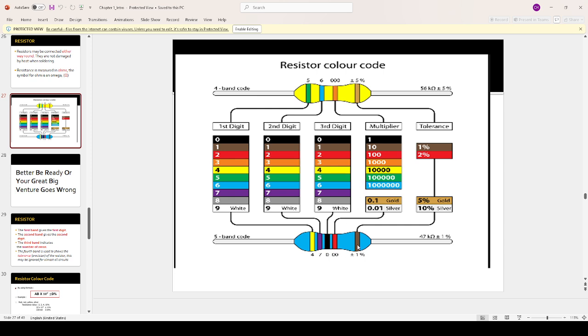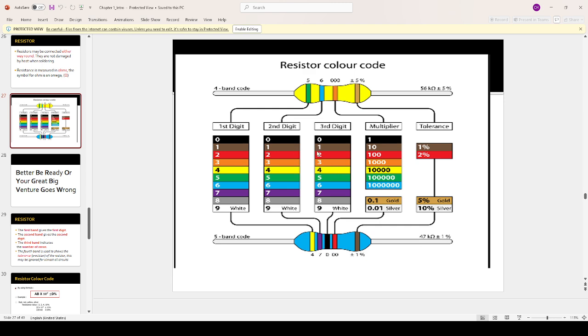And the fourth band is a red color, which is denoted as 100. So with this, it still counts as 47,000 because this is a 0. So we will write it as 4, 7, 0, 0, 0. So there are 3 zeros over there. So it still counts as 47,000.